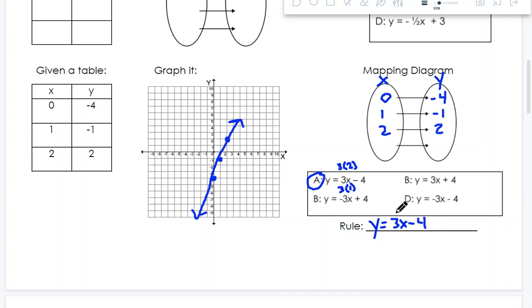All right, so that is how we go from table to graph to equation to mapping. All right, and that is super important in algebra, and we're going to keep practicing with this as we go on throughout the year.